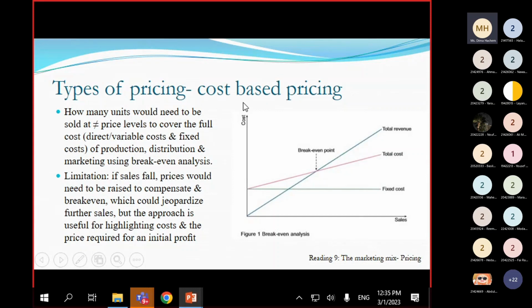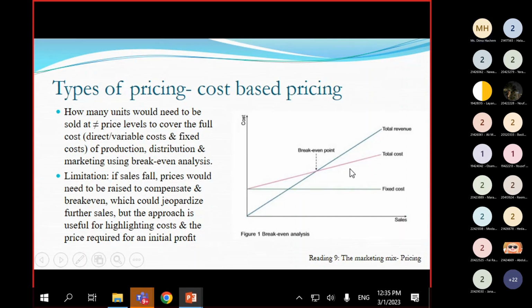Now, when it comes to cost-based, there are many types of costs that you want to take into consideration. Okay, so suppose you make cakes at home. What is the cost of the cake? What does it consist of? Absolutely. So the cost of making the cake is your variable cost. We call it variable cost. It's the cost to make the cake.